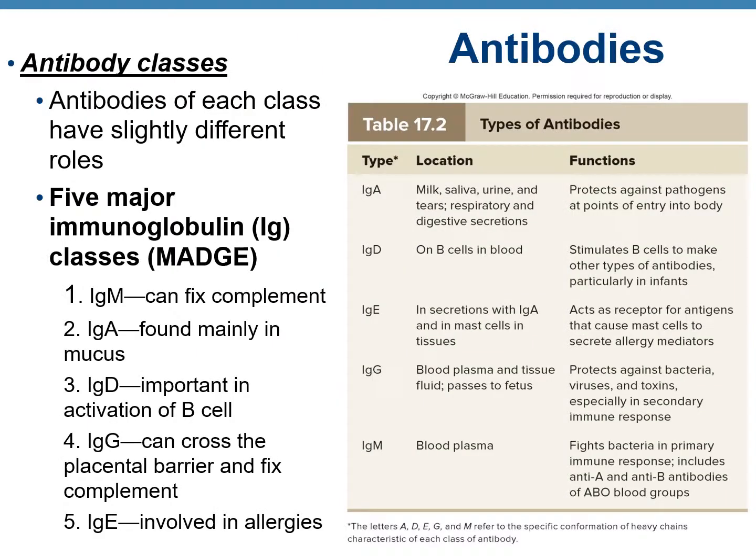There are 5 classes of antibodies or immunoglobulins: IgM, IgA, IgD, IgG, and IgE. Remember the mnemonic MADGE, M-A-D-G-E. Each of these classes has different roles.